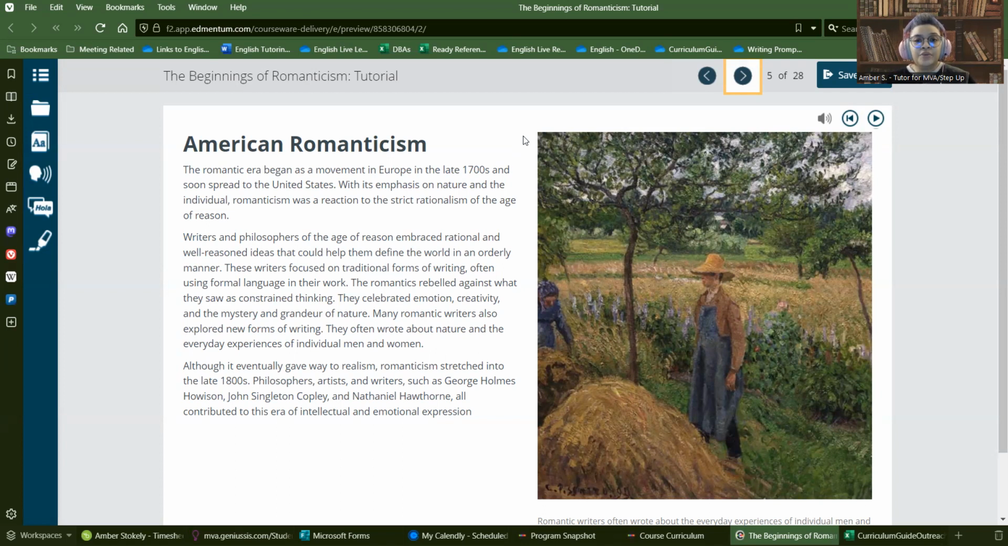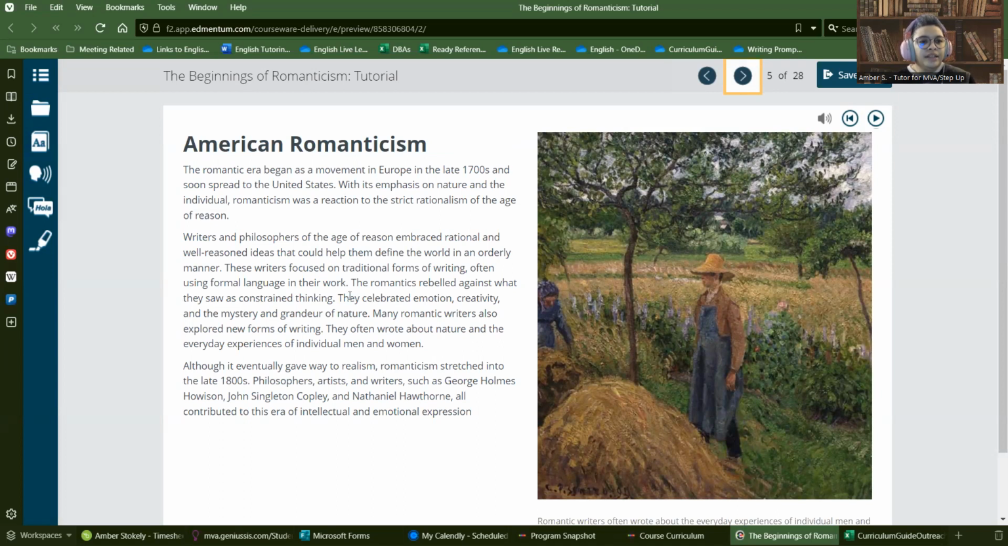So a lot of the Romantic writings focus on the individual. So they focus on the emotions of one person instead of a whole nation or a whole city or a whole country. And they pretty much also focus on nature and there's more creativity, imagination, and those sort of things.